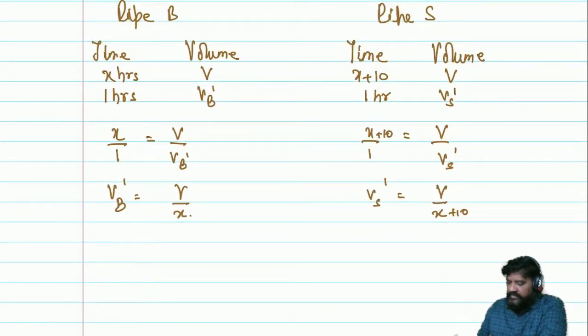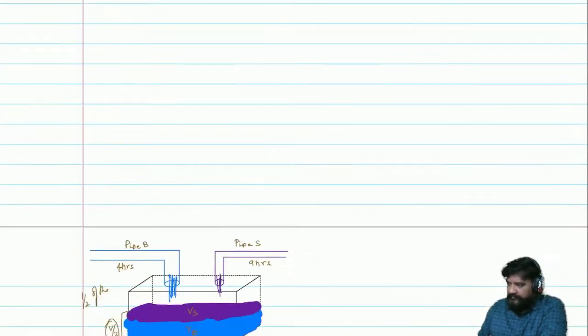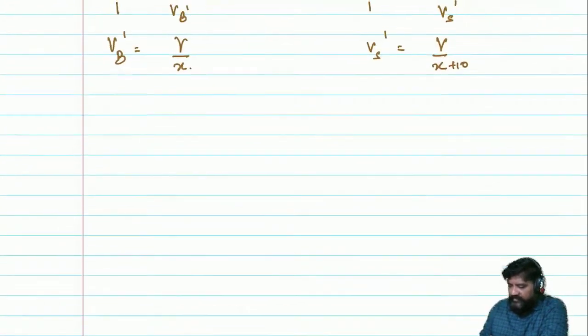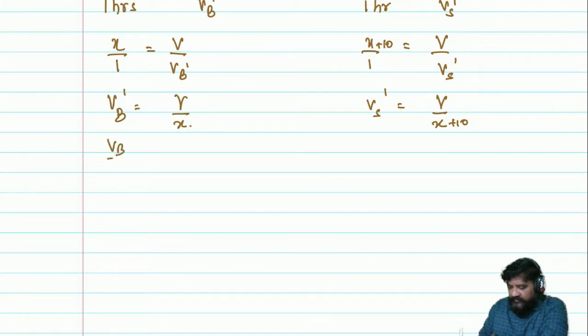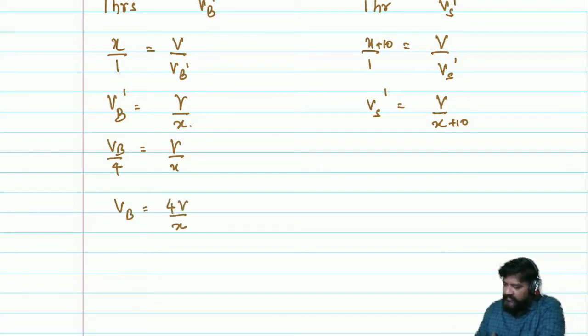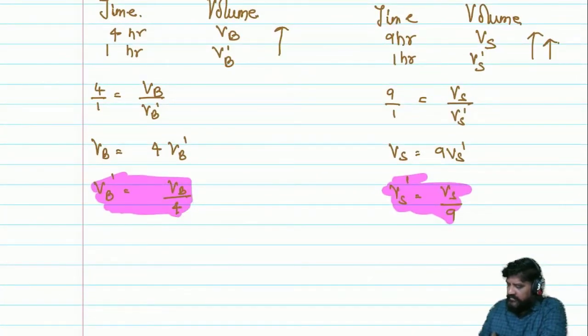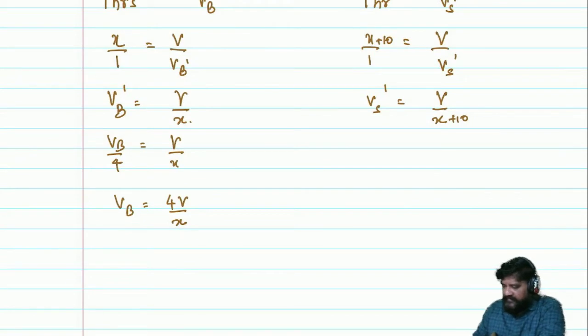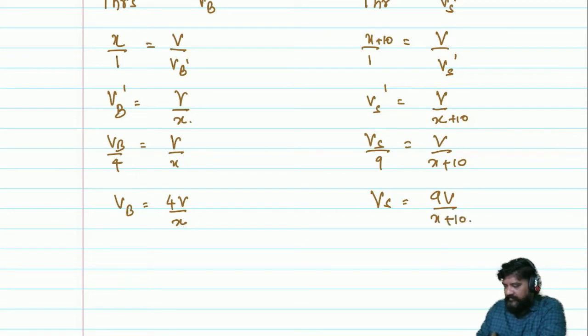Now, what is VB1? We know what is VB1. VB1 from our information is VB by 4. So let's make a note of that here. So this is VB by 4 is equal to V by X, which means VB is equal to 4V by X. Similarly, VS1. VS1 is VS by 9. So I'm going to write this as VS by 9 is equal to V divided by X plus 10, which means VS is equal to 9V by X plus 10.